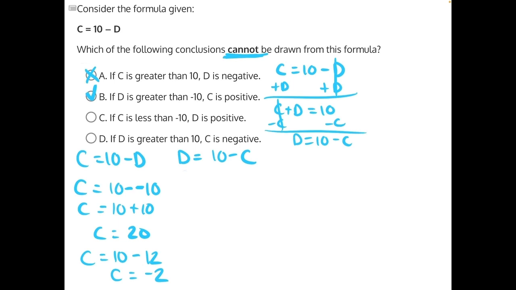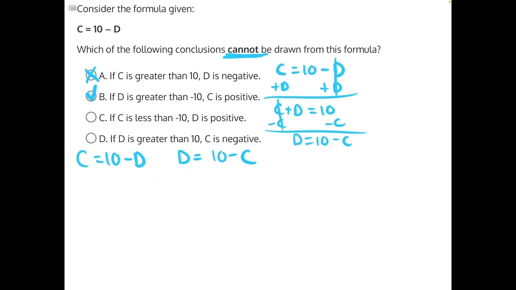At that point, you can mark B and move on with the rest of the test, but for the sake of the video, I'll show you why C and D are incorrect. C says if C is less than negative 10, D is positive. Well, let's take a look at our second equation and plug in negative 10 for C. And we'll have a similar issue, I think, to answer choice B. We'll have 10 minus negative 10. In this case, though, we are going to be less than negative 10.